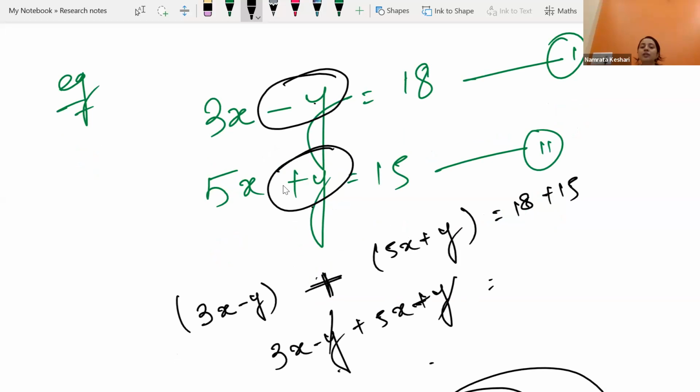Once you are getting the x value, you can go back and substitute it in any one of the equations to get the y value. Okay, so this was another scenario.